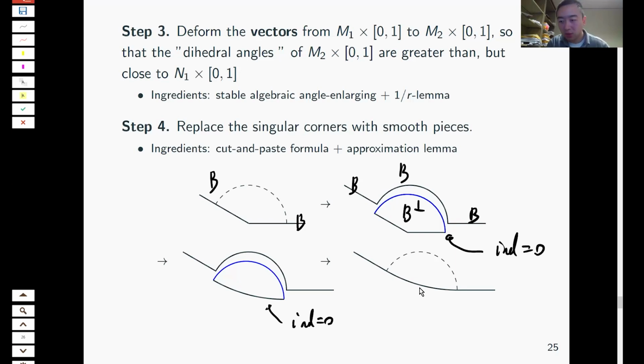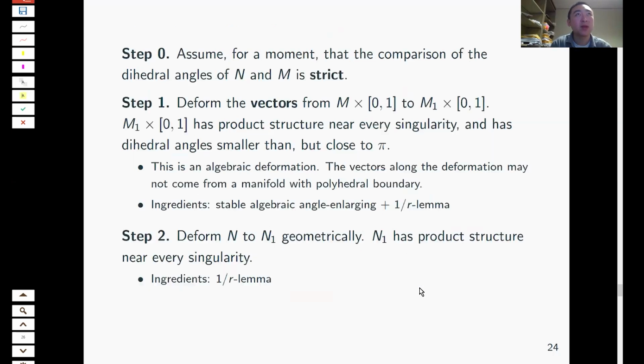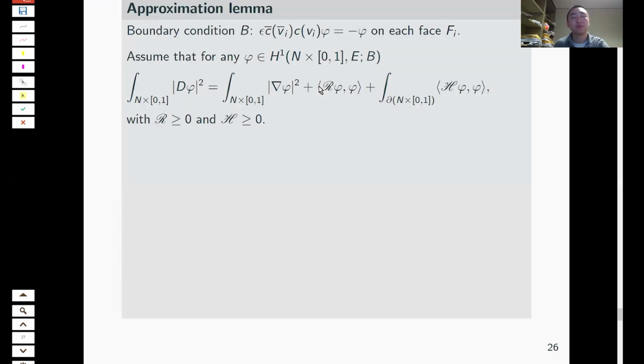All right, so I think I still have only a few minutes, so let me in the next few steps explain step 0. In step 0, I said, assume for the moment it is strict, but how do we deal with the general case? It actually follows from the approximation lemma. Okay, so let me first state the lemma.